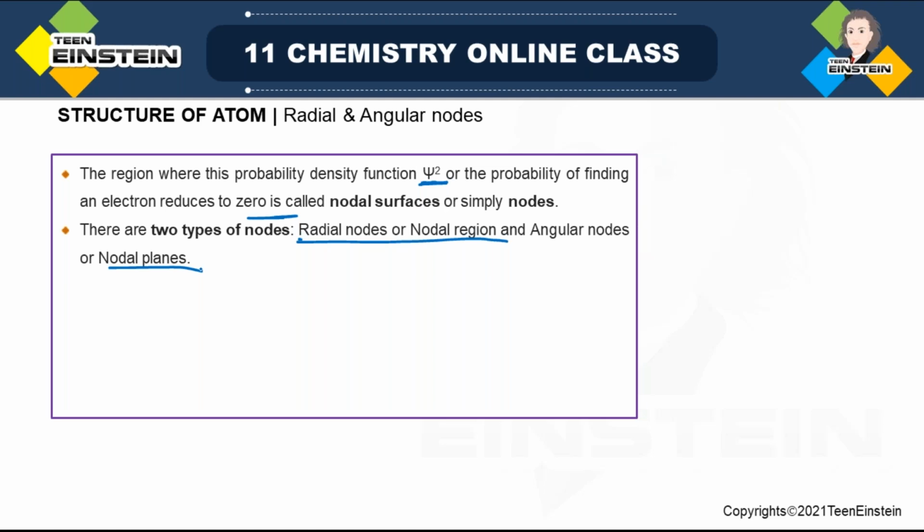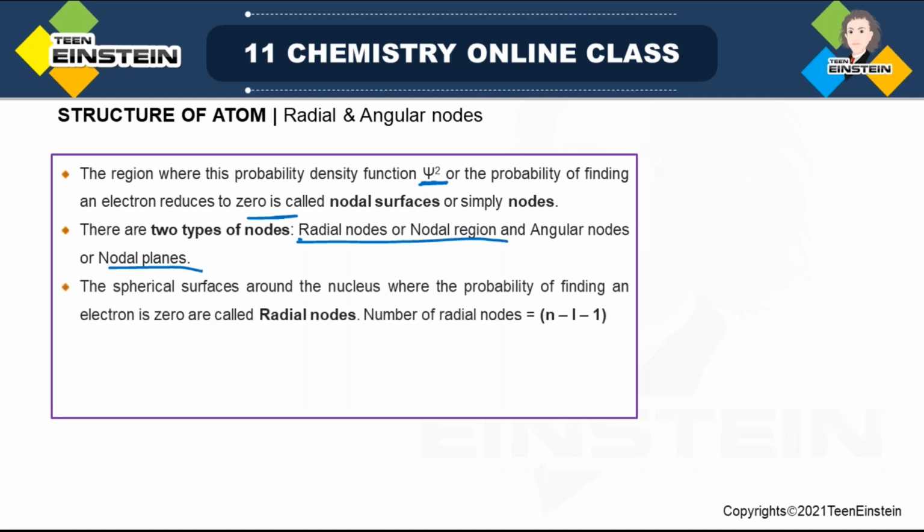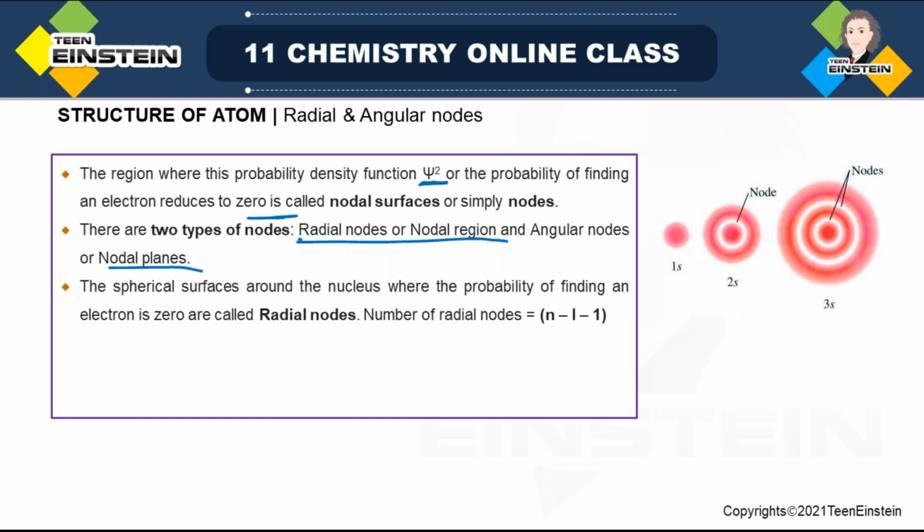And if you simply add these two, you can get the total number of nodes. So spherical surfaces around the nucleus where the probability of finding an electron is 0, that is called a radial node or nodal region. And the formula, you can see, we have already used this formula. And as you can see here, 1s, 2s, 3s, these 3 orbitals are given.